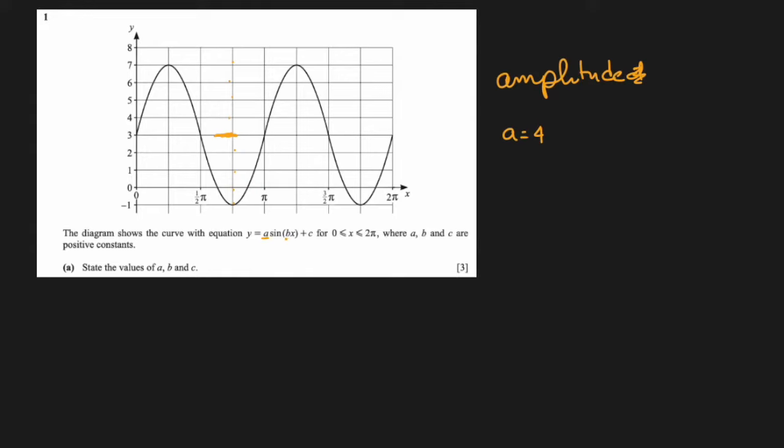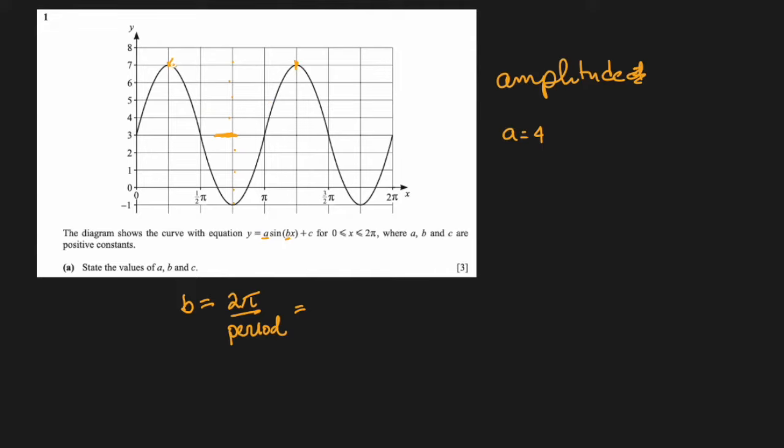Let's talk about B. B is 2 pi, because it's in radians, so I'll take 2 pi divided by the period. 2 pi is fixed all the time, divided by the period. That is B. And period is the horizontal distance between two consecutive maxima or minima.